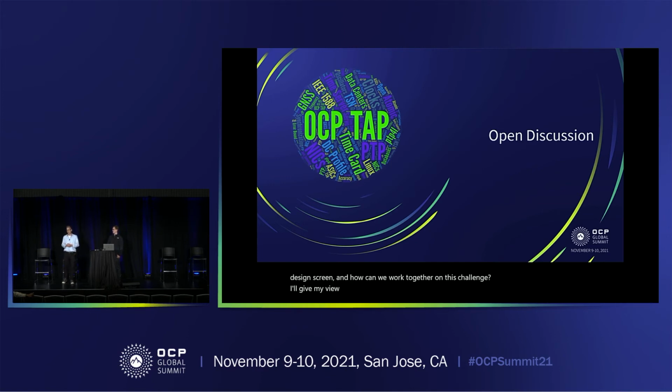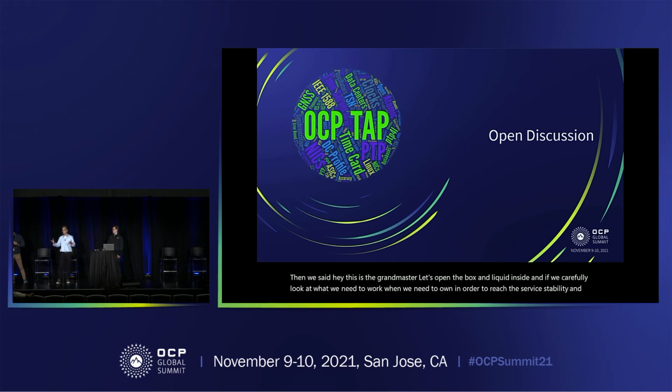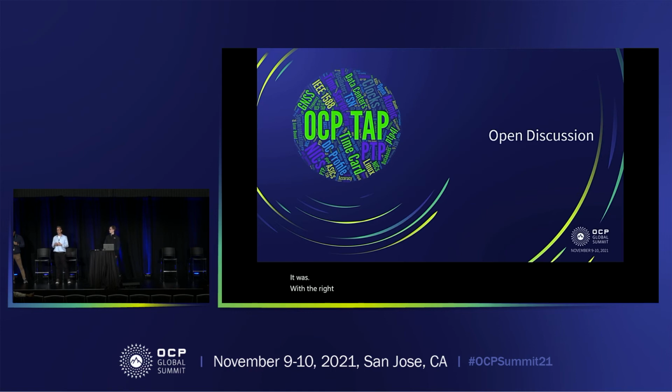So in my view, the biggest part was to believe that we can do that. The moment we said, hey, this is a grandmaster, let's open the box and look what's inside. And if we carefully look at what we need to own in order to reach the serviceability and the operation that we need, that was the hardest part. After we jumped in, with the right mindset, we were able to get there pretty quickly. So in less than a year, we are up and running. But honestly, he did all the hard work. Okay, Julian, let's add a little bit the technical challenges.